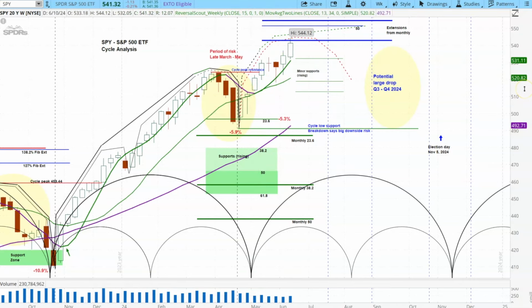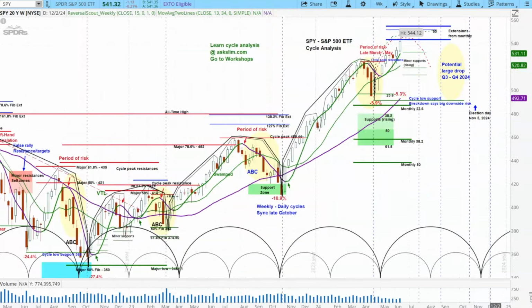This is a strong market, as you can see. You note the yellow zones. That's where those corrective phases are. That's where there's downside risk for a potential large drop.